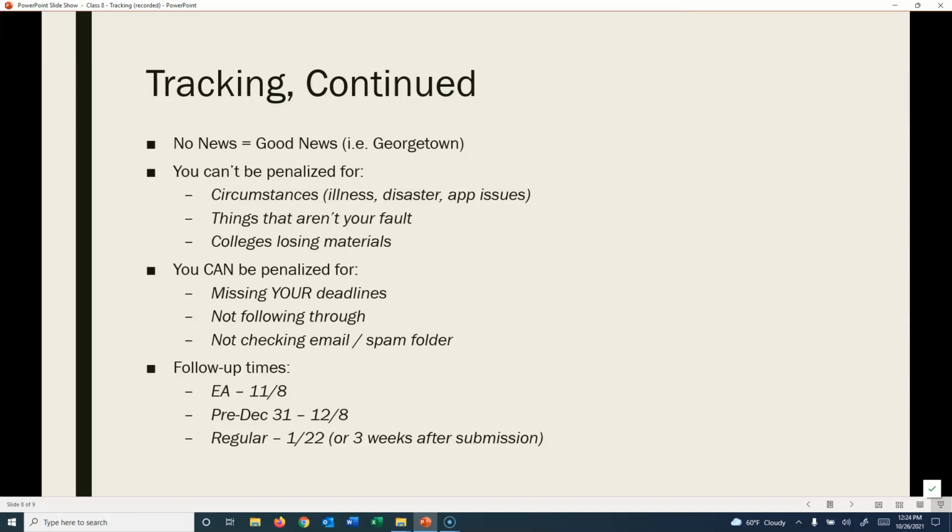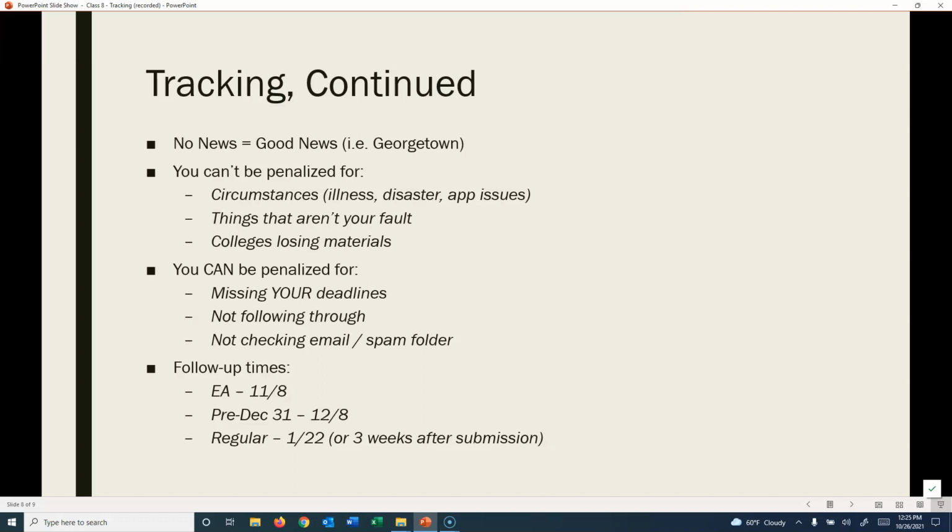It's game over. You can be penalized if you don't follow through, if you don't check your email or your spam folder. So you can't say it's somebody else's fault if you've been getting email from colleges saying we need you to follow up. Okay? So again, seniors, you guys are notorious for not checking your email. Now is the time for you guys to check your email and your spam folder.